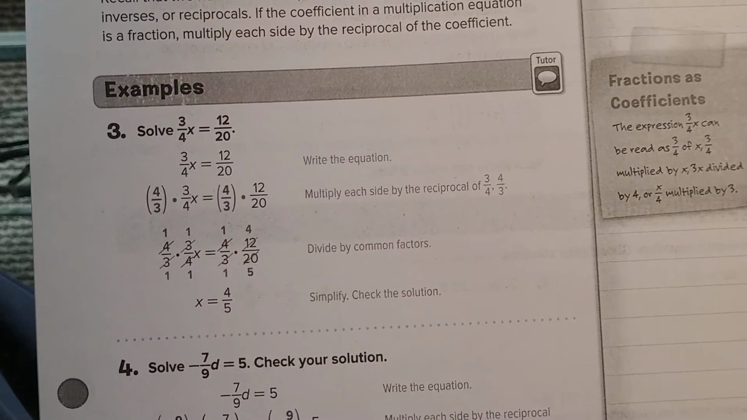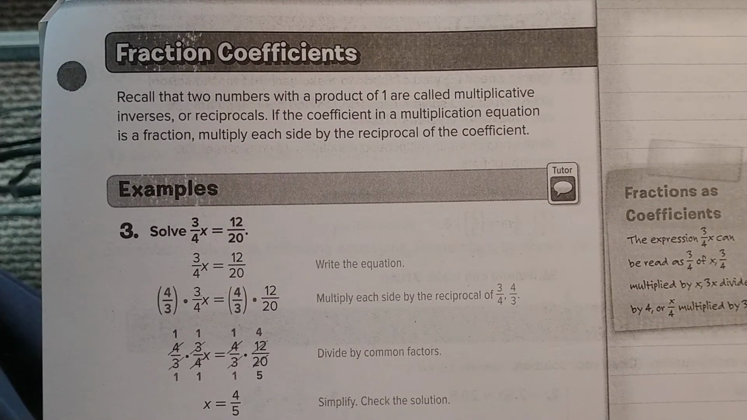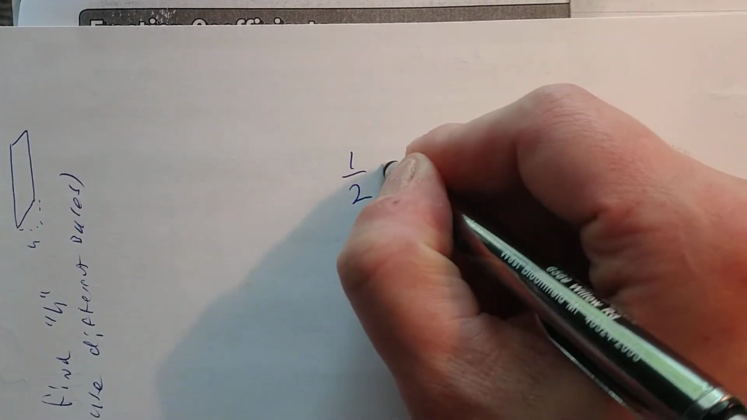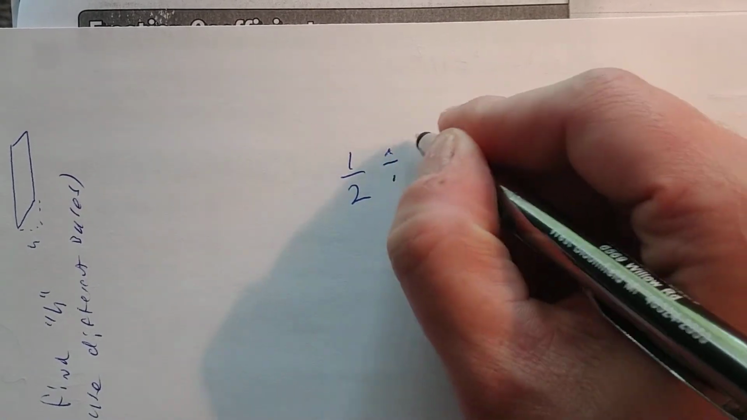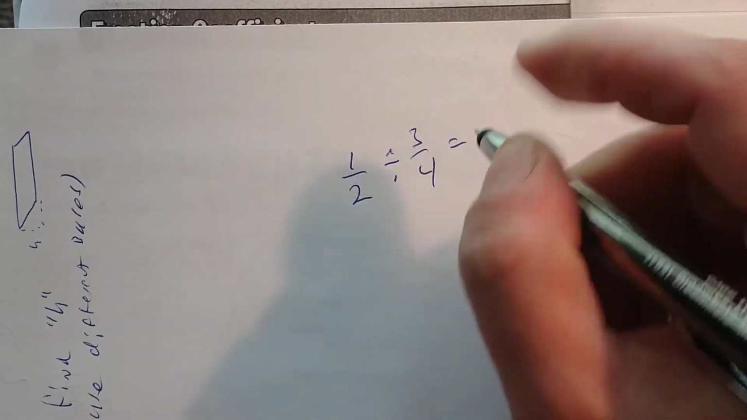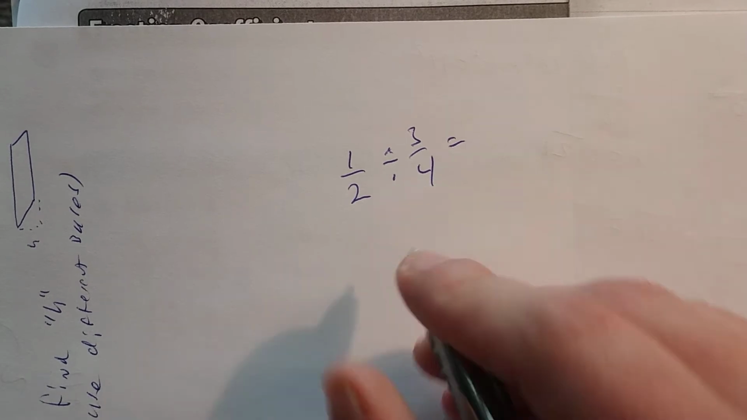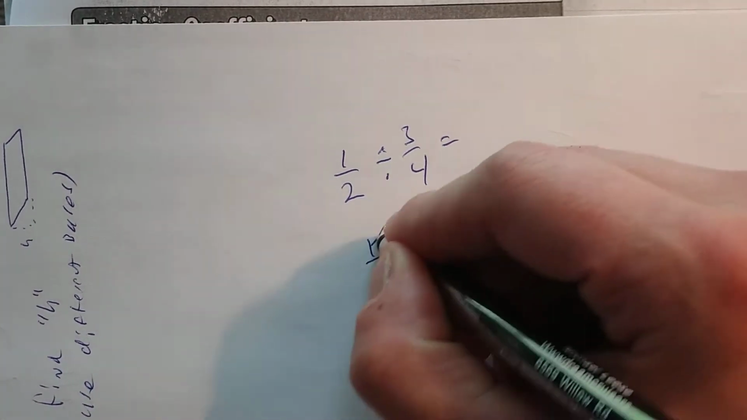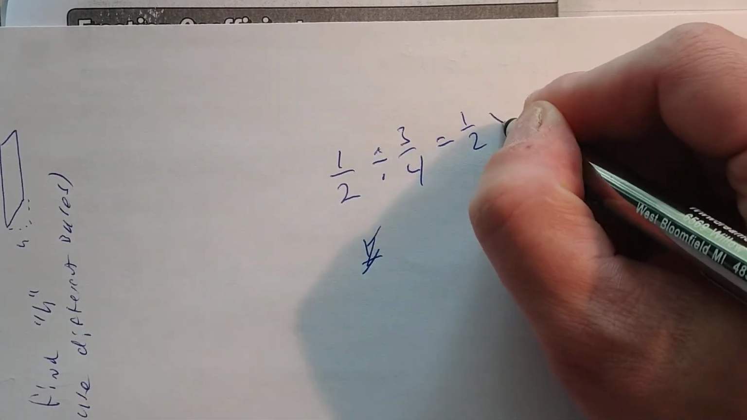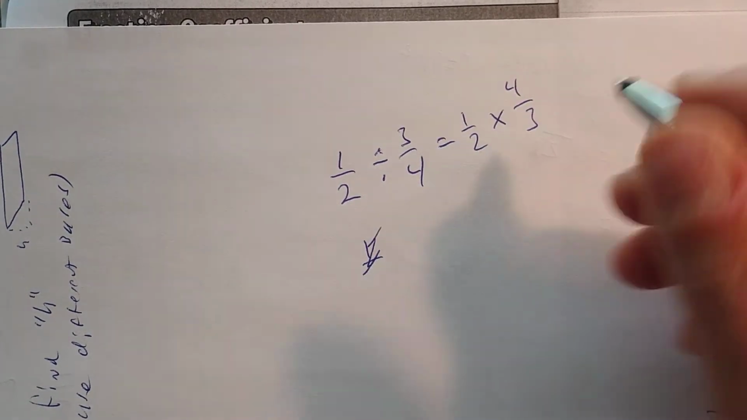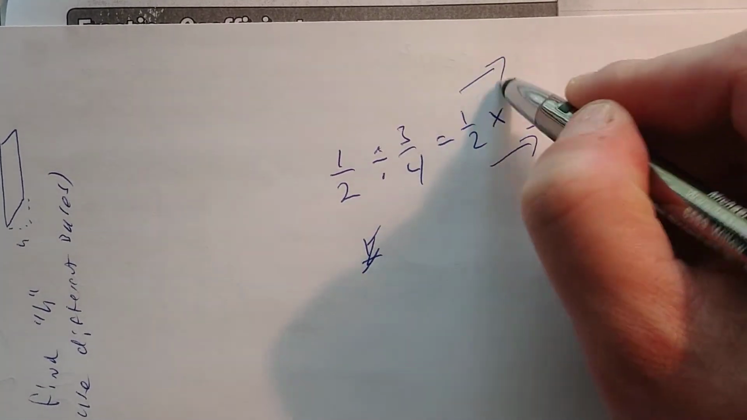Alright, now we're going to be looking at fractions. So now these ones are a little bit different. But as long as you can remember how to do your keep, change, flip. Because remember, when we're looking at fractions, if we have 1/2 divided by 3/4, that's your keep, change, flip. So that's the same as 1/2 times 4/3. And then you can multiply right across.